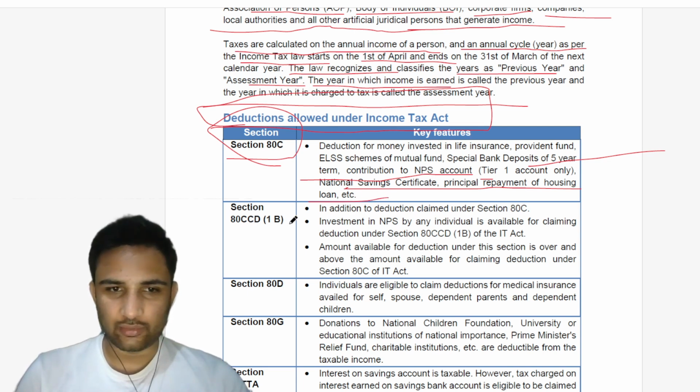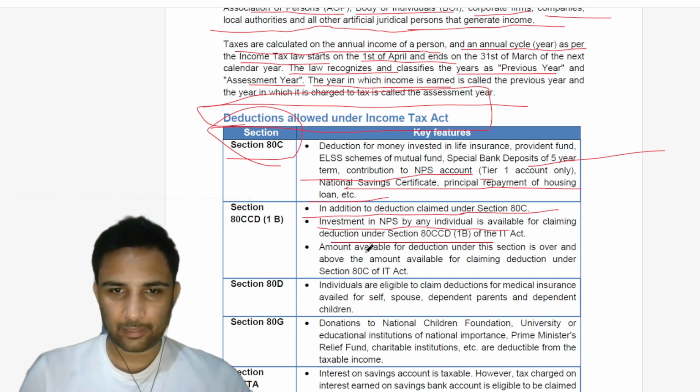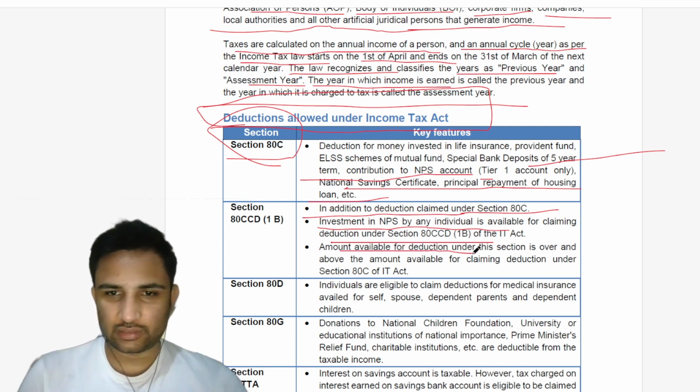Section 80CCD, or pension fund. In addition to the deduction claimed under Section 80C, investment in NPS by any individual is available for claiming deduction under Section 80CCD(1B) of the IT Act. The amount available for deduction under this scheme is over and above the amount available for claiming deduction under Section 80C of the IT Act.